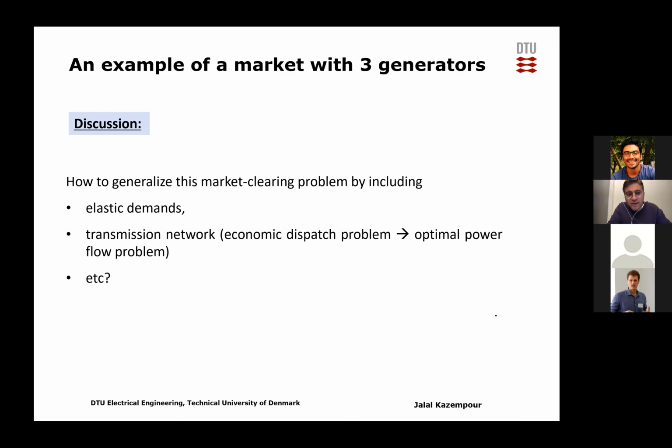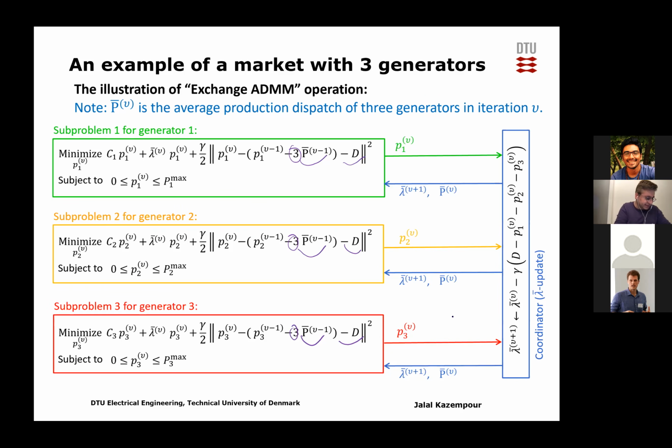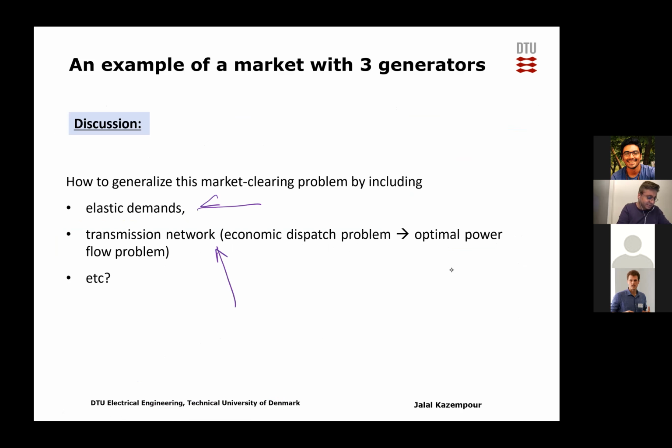Good. How can we generalize it by adding elastic demand or transmission network? Exactly the same story we had for Lagrangian relaxation. We need to add the fourth subproblem for demand if it's elastic to price. Also, we need to add an additional subproblem for the transmission system operator. But remember, if we add the transmission system operator, then instead of lambda bar, we will have lambda bar n. We will have nodal prices.